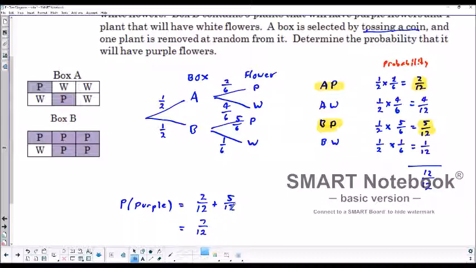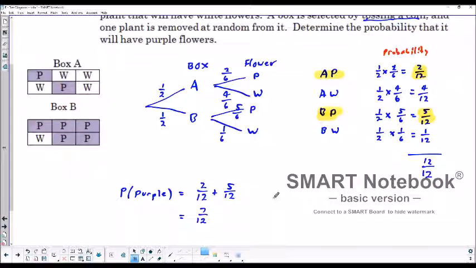Okay, so that is it for this lesson. Hopefully that has sort of cleared up any mystery about tree diagrams, and now you can see the forest for the trees.